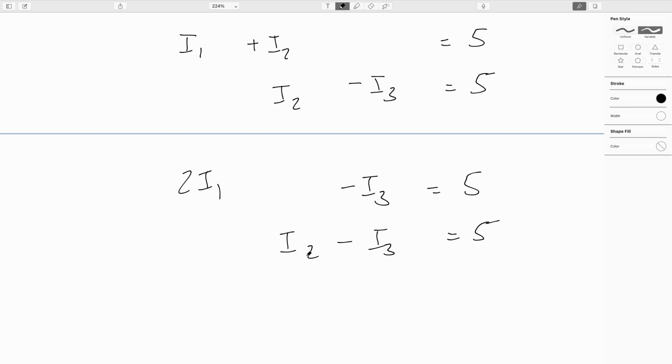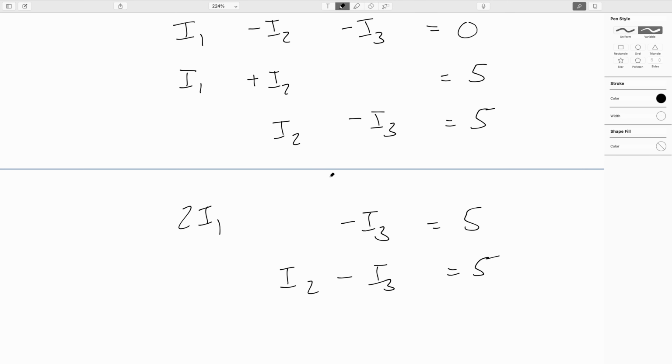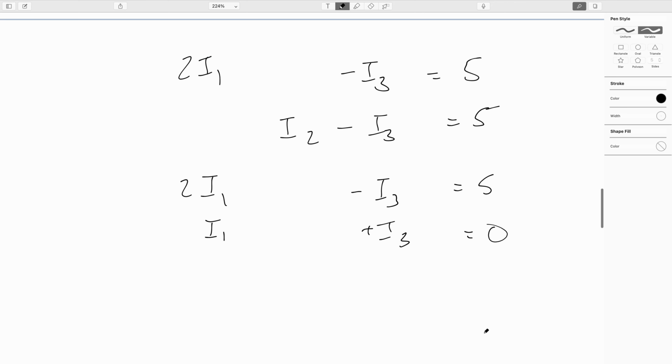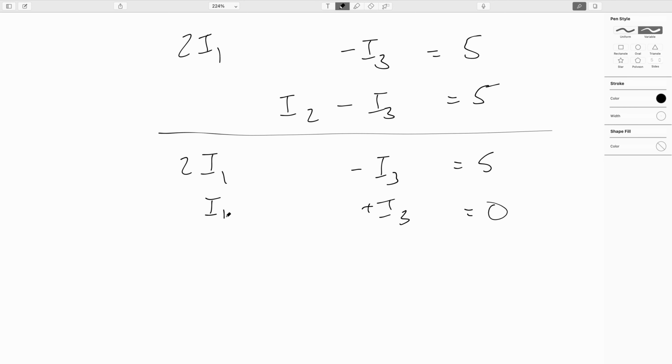All right, so at least I can get something here. If I look at this one and this one, I can go ahead and subtract those two from each other. So let's do that. I'll have 2I1 minus I3 equals 5. And I can take this and subtract. I will have I1, those two cancel, plus I3. Subtracting those, 5 minus 5 equals 0. All right. Now, finally, I can add these two equations. So adding these two equations gives me 3I1 equals 5.